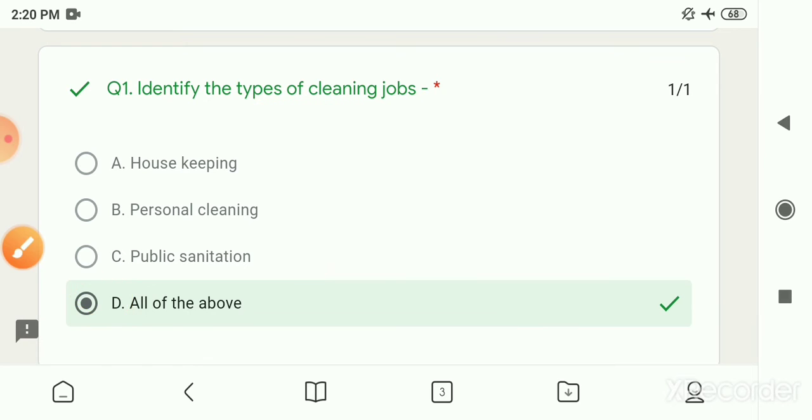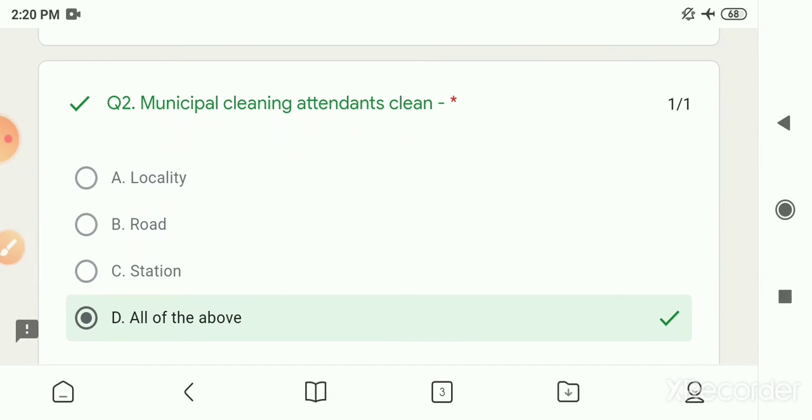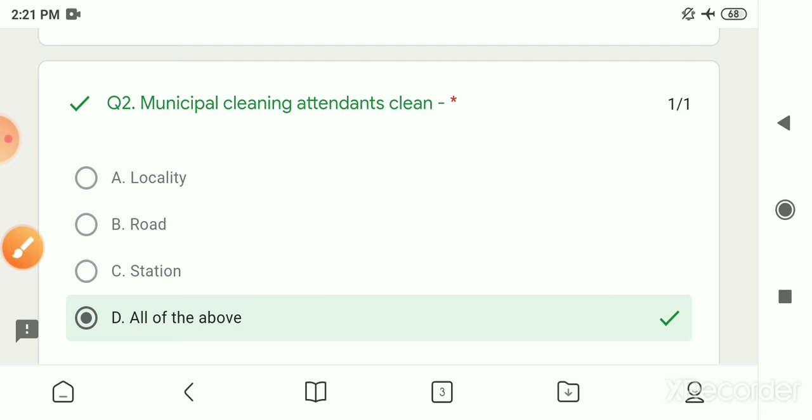Next is second number. Municipal cleaning attendants clean dash. The options are option A, locality, that means the area near your house, then road, option C is station and option D is all of the above. So here your answer is option D again, all of the above. Municipal cleaning attendants clean all these areas, that is locality, road, station, etc. So here your answer is option D.